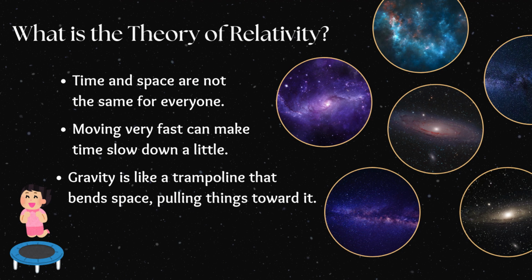Einstein also explained gravity in a different way. Instead of thinking of gravity as just a force, he described it like a trampoline. When you place something heavy on a trampoline, it bends the surface. In a similar way, massive objects like planets bend space around them, which pulls other objects toward them.